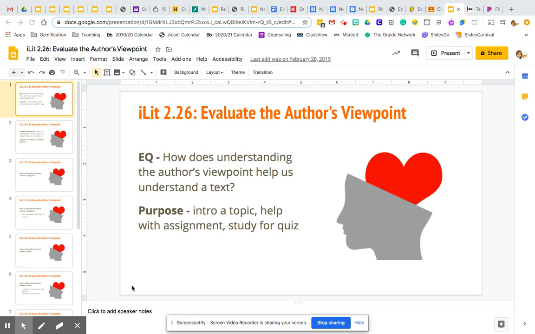Today you're going to have an assignment about evaluating the author's viewpoint. So what does that mean? And how does understanding the author's viewpoint help you understand the text you're reading?